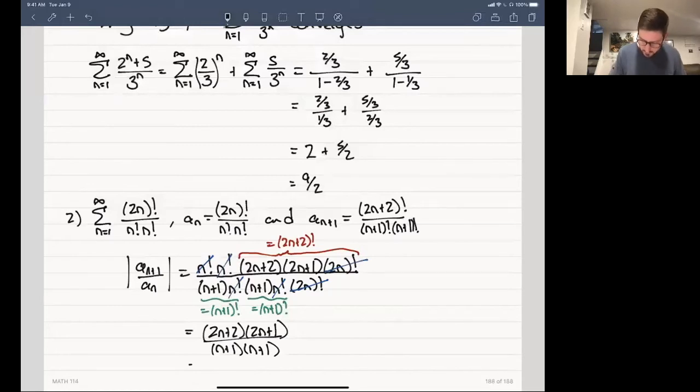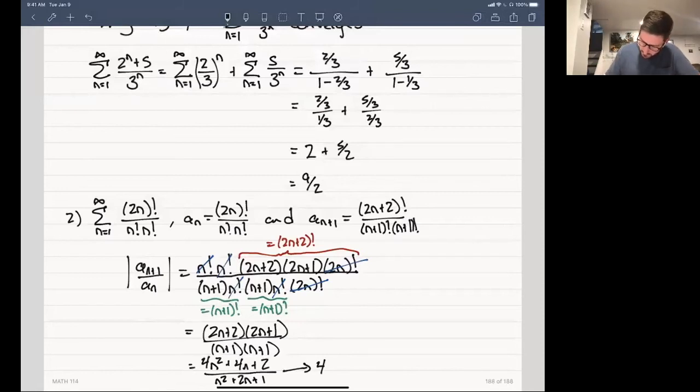Now, this is the same as really opening this thing up and multiplying it out. We get 4n squared, pardon me, plus 6n plus 2 divided by n squared plus 2n plus 1. And as you take the limit as n goes to infinity here, this is going to converge to 4, right? So you can divide off the n squared. So you can see that it's just the leading order terms that matter here.